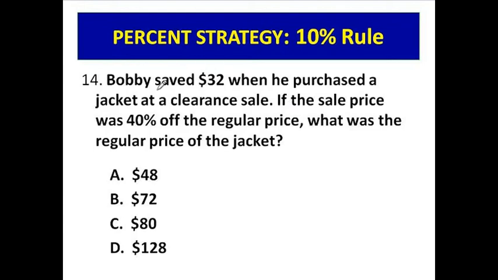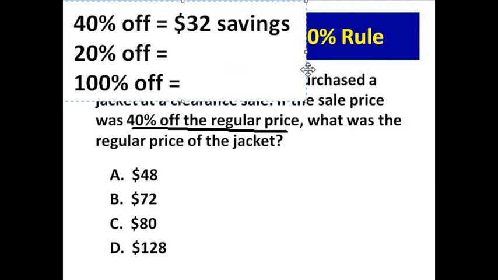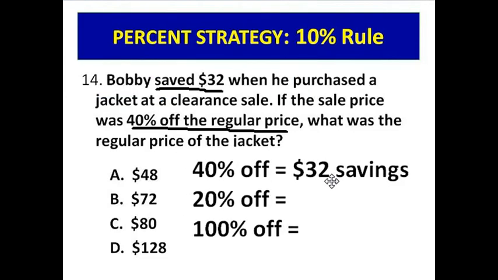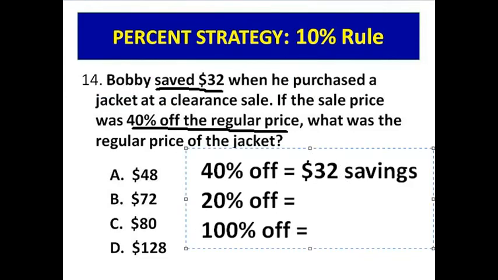All right, here, let me do a little cut and paste. Let me put this down here. It says that 40% off was a savings of $32. Okay, well, if $32 represented 40%, then 20% off that jacket would represent half of this, since 20 is half of 40. $16 savings on that jacket if it had been 20% off.